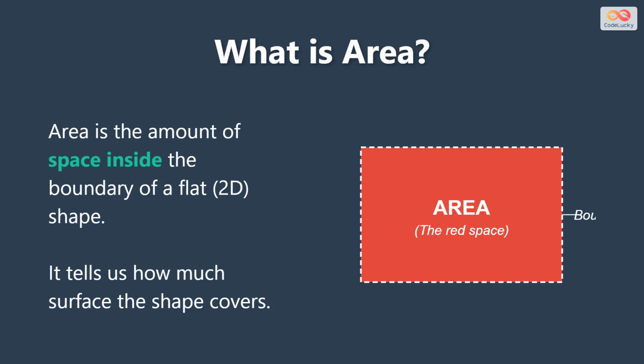Now, what do we mean by area? Area is simply the amount of space inside the boundary of a two-dimensional shape. It measures how much surface the shape covers.